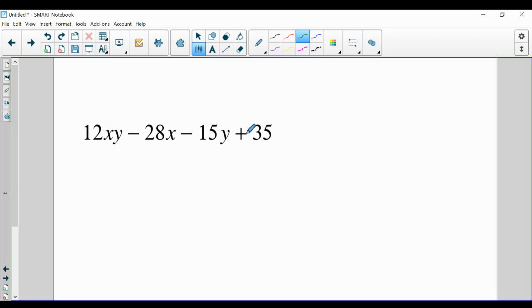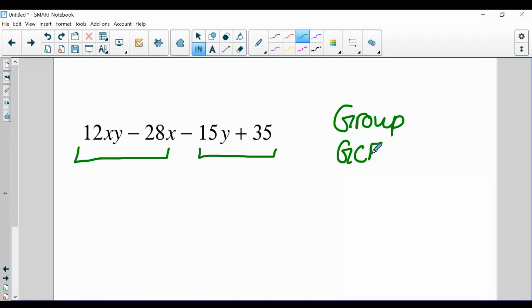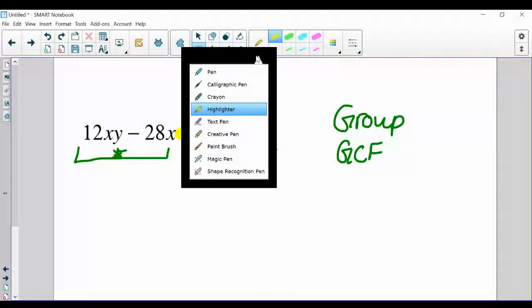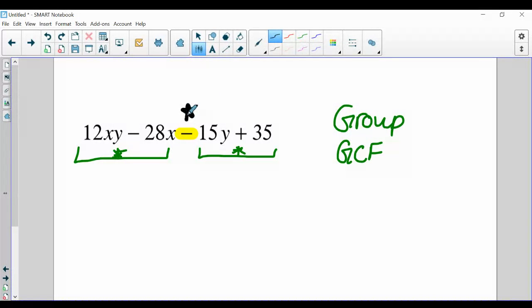Pause the video if you'd like to try this on your own. And if you're ready to watch, here we go. We're going to group these 2 together. We're going to look for GCF in both parts, both here and here. Now this problem is a little bit different because we have this minus here. Anytime we have a minus between our two sets, we're going to try to factor that negative out.